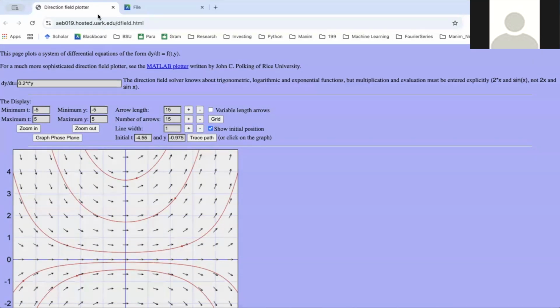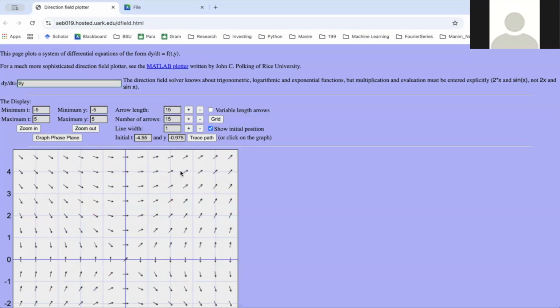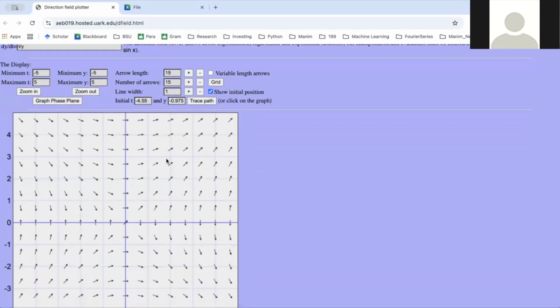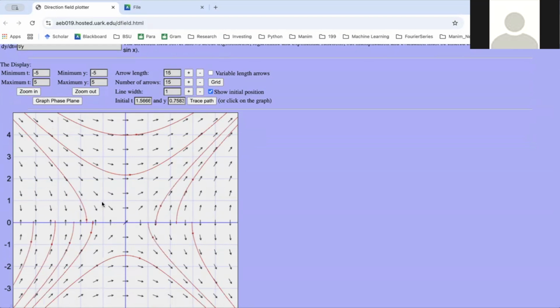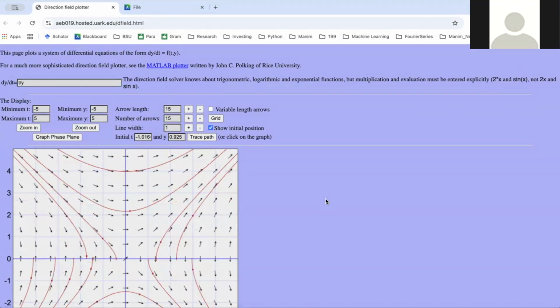Let's do a differential equation of the form dy/dt equal to t over y. You do this, and then click on graph phase plane, and this is the one that you see. This is the direction field, and let's see some solution curves. Okay, so that's it for the website.